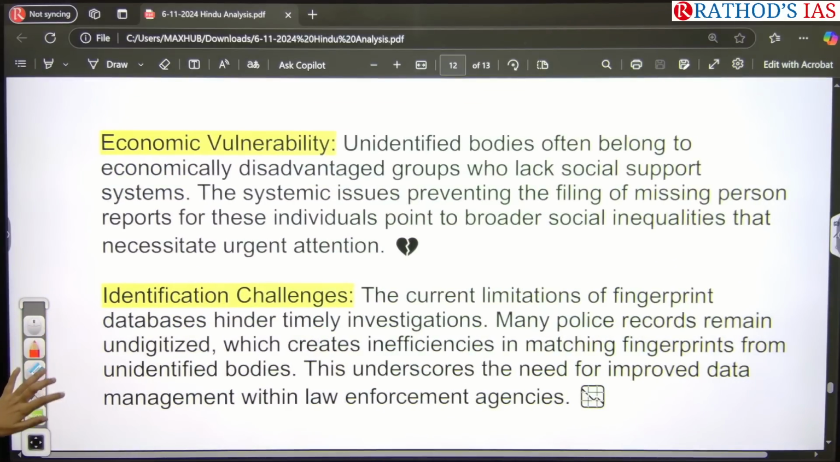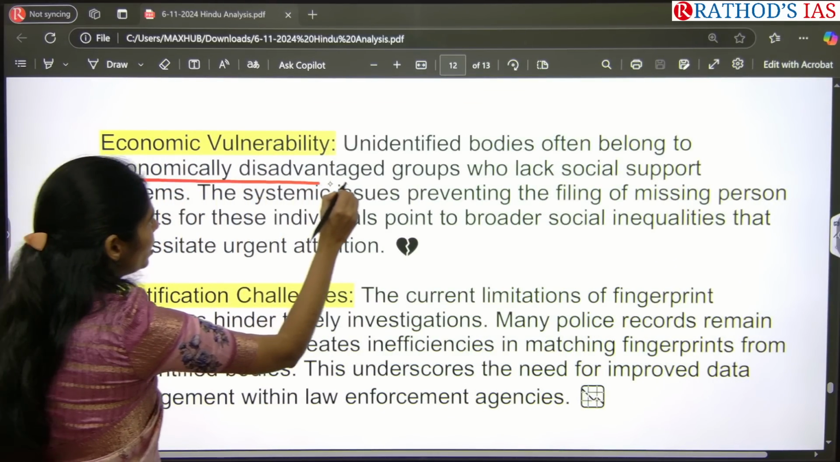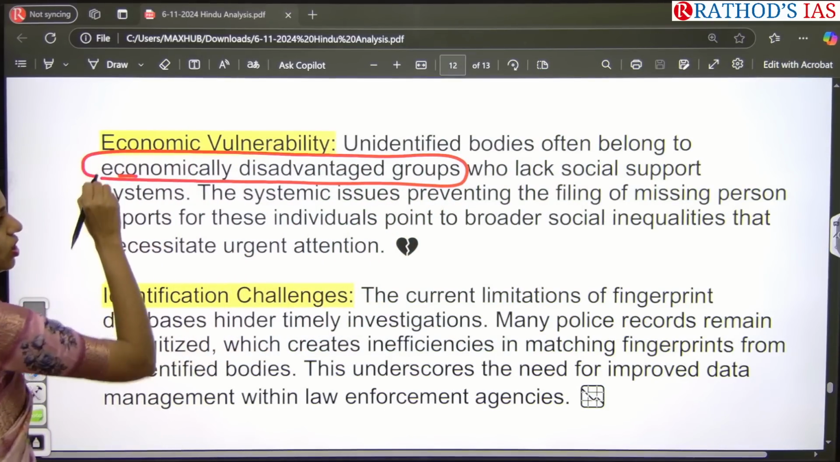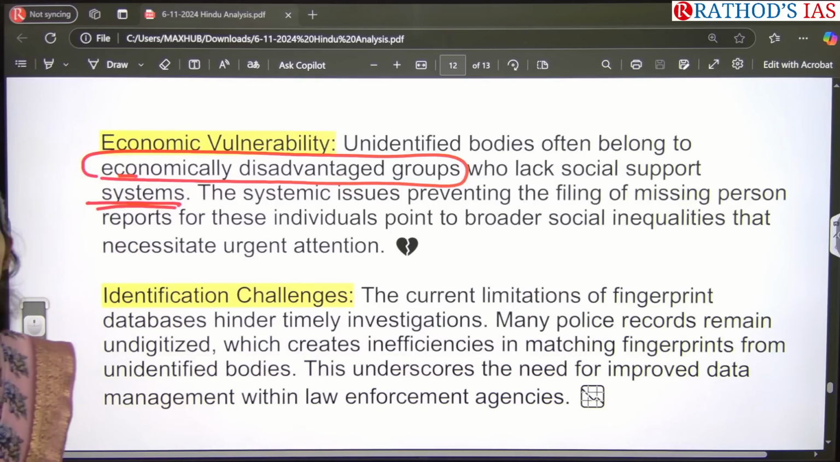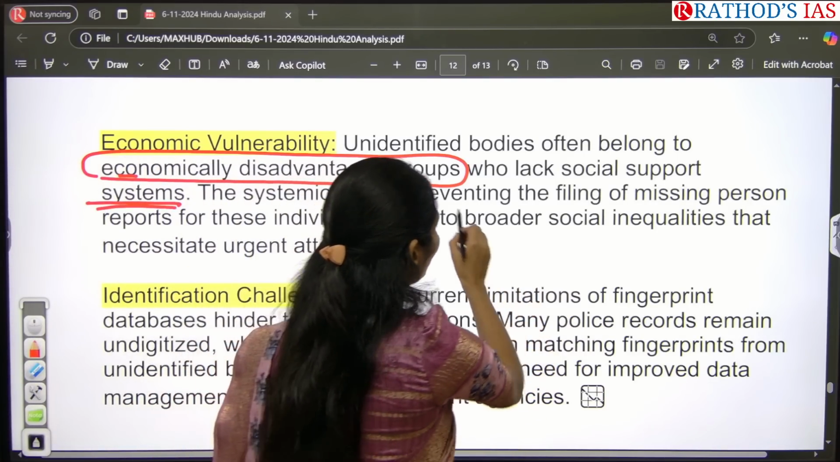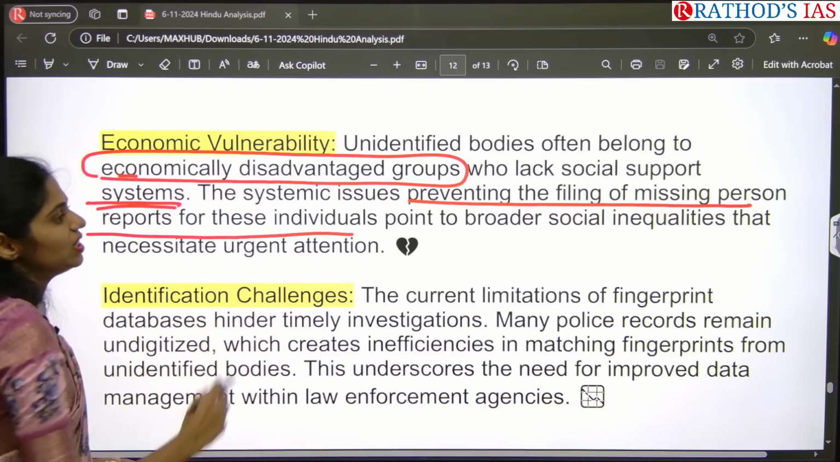And next one is economic vulnerability. So unidentified bodies, they often belong to economically disadvantaged groups. So they don't have proper social support system as well. And the systemic issues, what are the issues that we are having here, is even that is preventing the filing of missing person reports for these individuals.